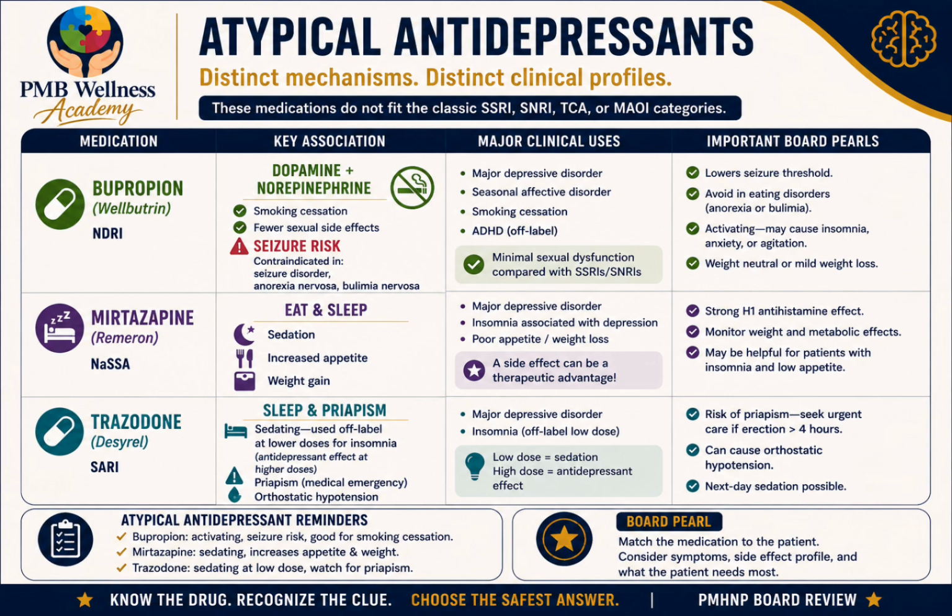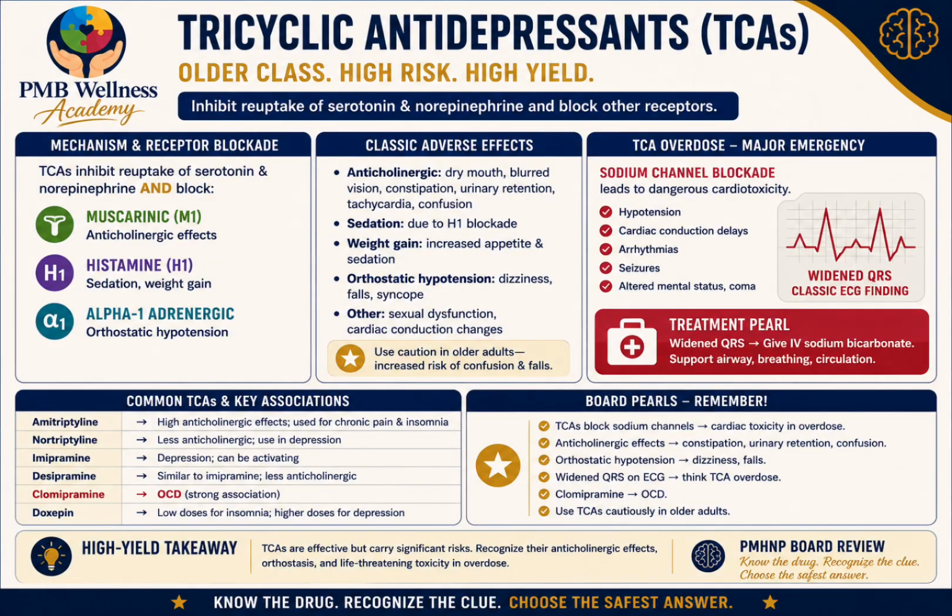The classic board adverse effect is priapism. A prolonged erection lasting approximately 4 hours or longer is a medical emergency and requires immediate evaluation. If the question gives you a sedating antidepressant used for sleep and then mentions a prolonged erection, you want to remember trazodone. Let's move on to tricyclic antidepressants, or TCAs, which include amitriptyline, nortriptyline, imipramine, desipramine, clomipramine, and doxepin.